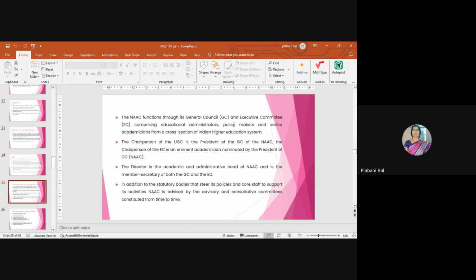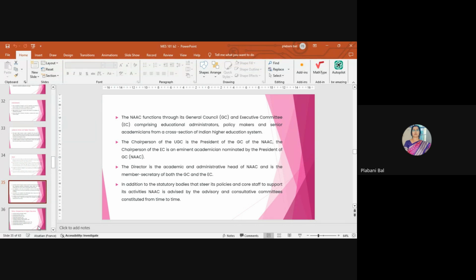The NAAC functions through its General Council and Executive Committee (GC and EC), comprising educational administrators, policymakers, and senior academicians from a cross section of the Indian higher education system. The chairperson of UGC is the president of the General Council of the NAAC. The chairperson of the Executive Committee is an eminent academician nominated by the president of the General Council. The director is the academic and administrative head of NAAC and is the member secretary of both GC and EC. In addition to the statutory bodies that steer its policies and core staff to support its activities, NAAC is advised by advisory and consultative committees constituted from time to time.